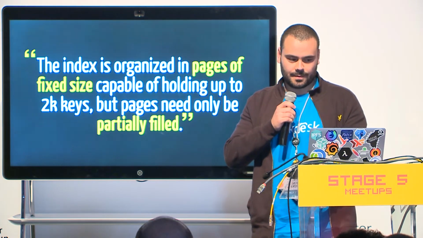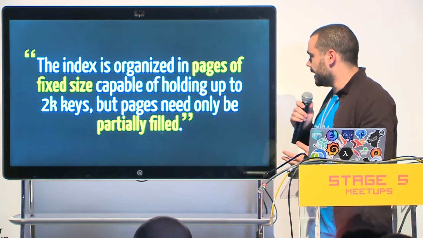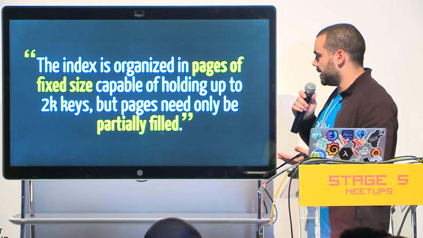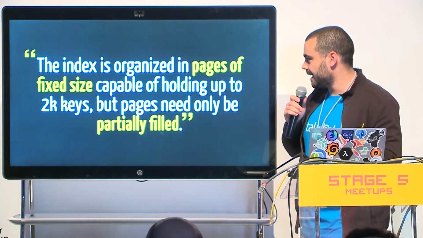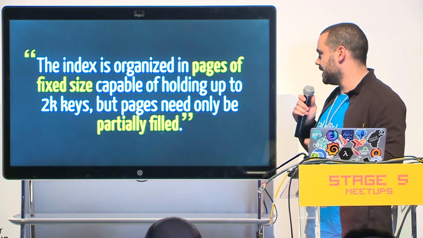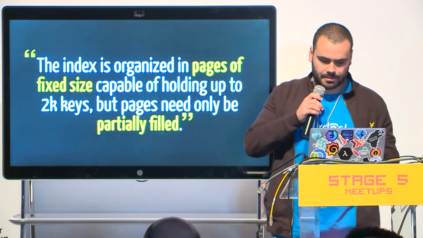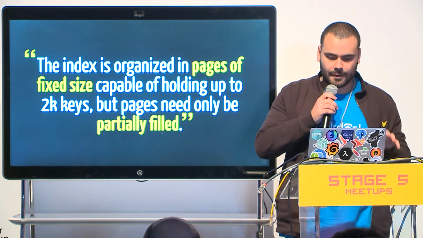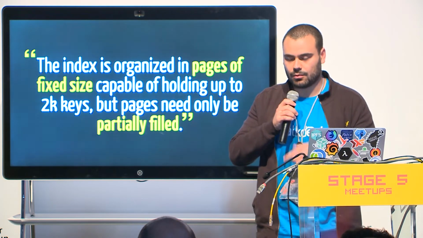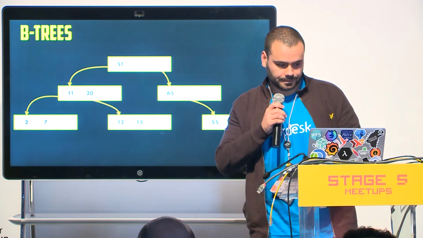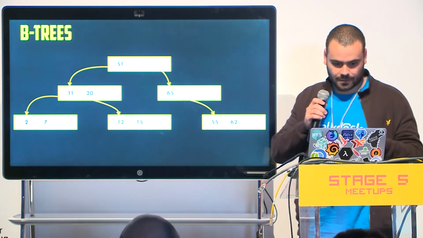So a Btree is an index, obviously, and it is organized in pages of fixed size, capable of holding up to 2K keys, but pages need only be partially filled. So basically, a Btree breaks the database down into fixed size pages and reads or writes one page at a time. So this is a rough representation of a Btree.